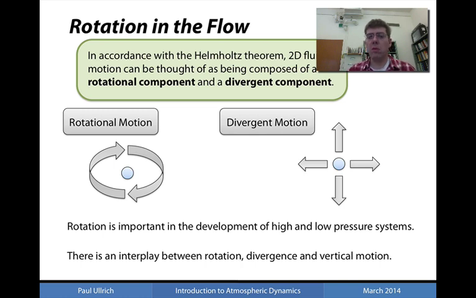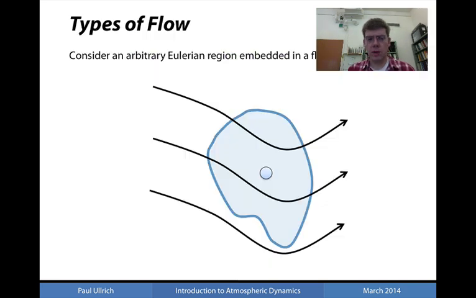So in accordance with the Helmholtz theorem, we know that any 2D flow, that is, flow along the surface of the Earth, can be thought of as being composed of both a rotational and a divergent component of the flow. The rotational component then will have zero divergence associated with it, and the divergent component will have zero rotational component associated with it. Note that rotation in this context is important for the development of high and low pressure systems, and in particular we're going to be interested in determining the interplay between rotation and divergence and vertical motion.